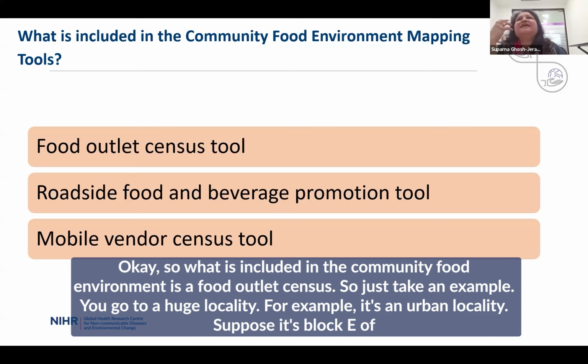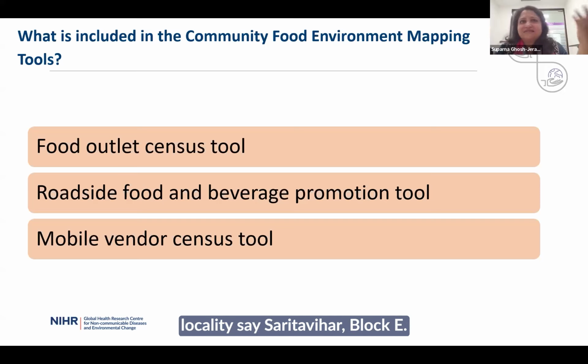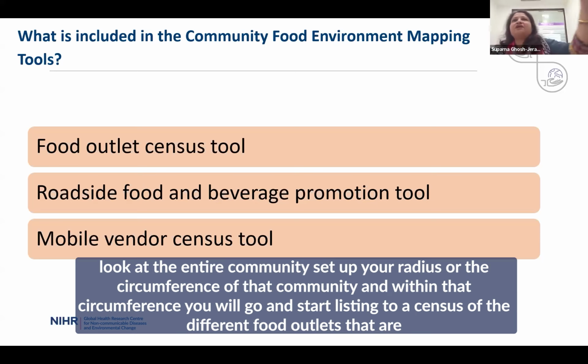So, just take an example. You go to a huge locality, for example an urban locality. Suppose it's block E of a particular locality, say Sarita Vihar, block E. So, that is the community if you are considering. Then you will first look at the entire community, set up your radius or the circumference of that community, and within that circumference, you will go and start listing, doing a census of the different food outlets that are available.